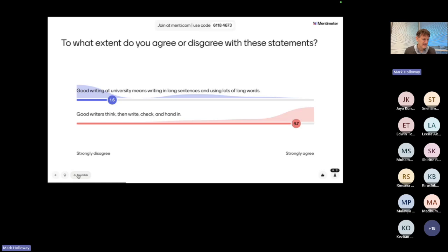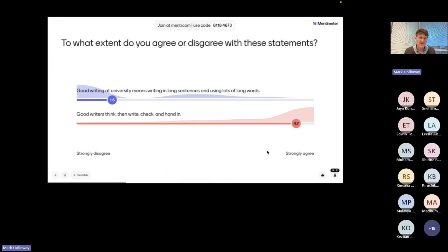Good writing at university means writing in long sentences and using lots of words. I think we've covered this in previous webinars. Good writing needs to be precise, concise, and respectful. And actually, being precise, being clear is about using the right words, not uncommon words or words that are designed to impress someone, because they often won't.